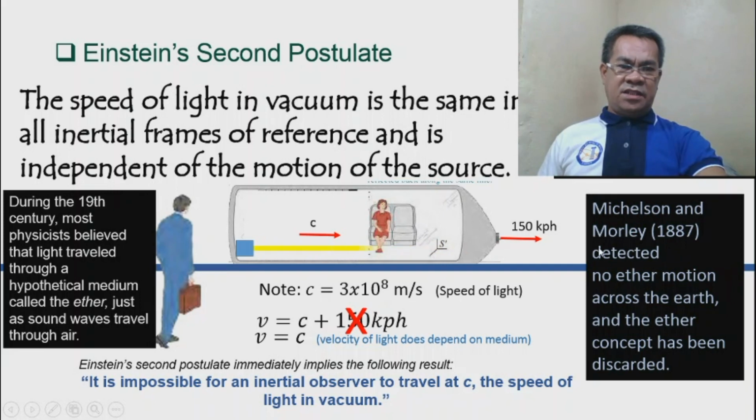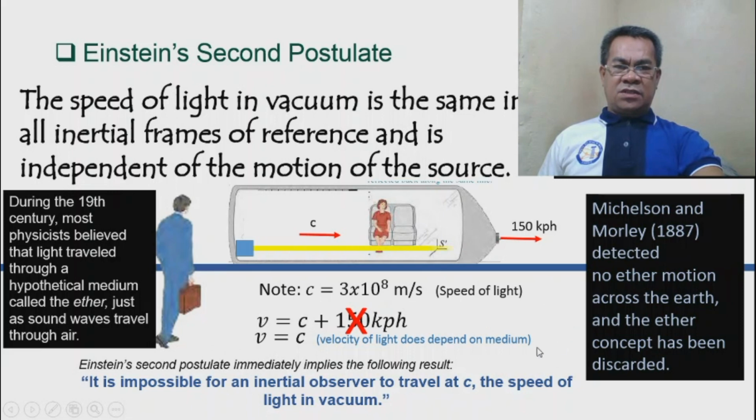So this is actually the basis of Einstein, why he provided this second postulate, wherein the speed of light in a vacuum is the same in all inertial frames of reference. So therefore, all observers in any frame of reference must provide an answer of 3 times 10 raised to 8 meters per second. And this is the second postulate.